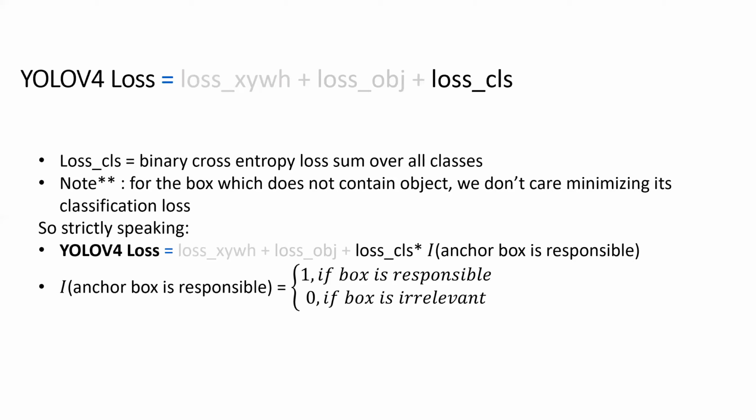Okay. So the last one is based on the objectness, right? Whether the box is responsible, is it just based on the output of the objectness, or the ground truth? It's based on the ground truth. Okay.